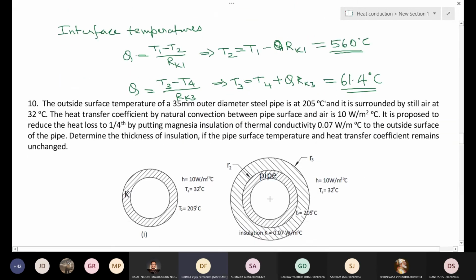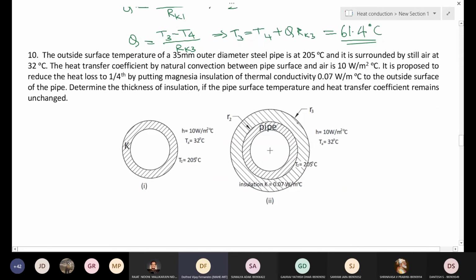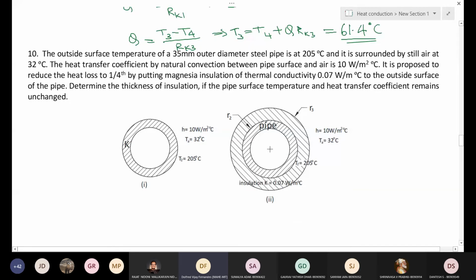So now we will take up the second part where the combined convection and conduction is there. So those problems will be taken next. So I think I can explain this problem and you can continue doing it. In the next class, you can tell me the answer. Okay. So what do we have? Any doubt?